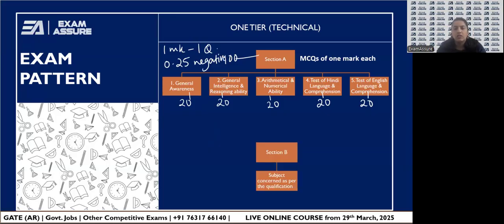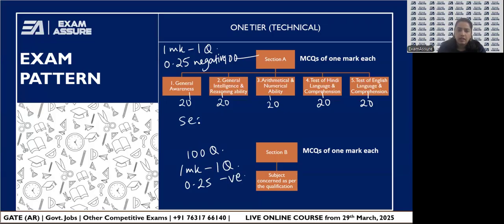Similarly, Section B comprises the technical subject. In our case, it would be the architecture subject. Again, this would also be in the MCQ format. Here, you will have 100 questions, similar to Section A, so 1 mark per question and a 0.25 negative marking. So Section A and Section B together comprise a total of 200 marks. So the examination is going to be of 200 marks.